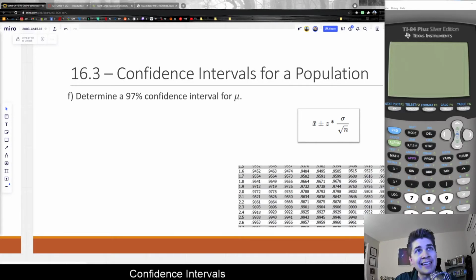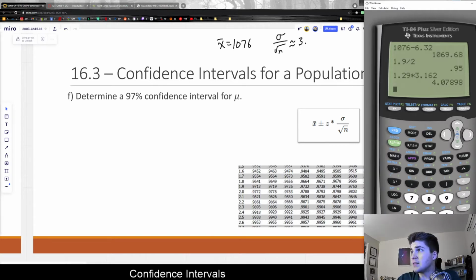Let's do another example of finding a confidence interval. This time, let's try to find a 97% confidence interval for the average of the mean. This is the same problem we were working on in the previous video. In this case, our sample mean x bar is equal to 1076, the mean SAT score for a sample population, and sigma divided by the square root of n came out to be approximately 3.162, because our standard deviation was 200 and our sample size was 4,000.